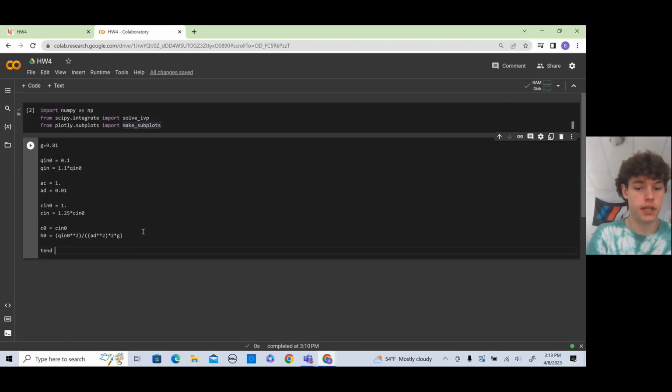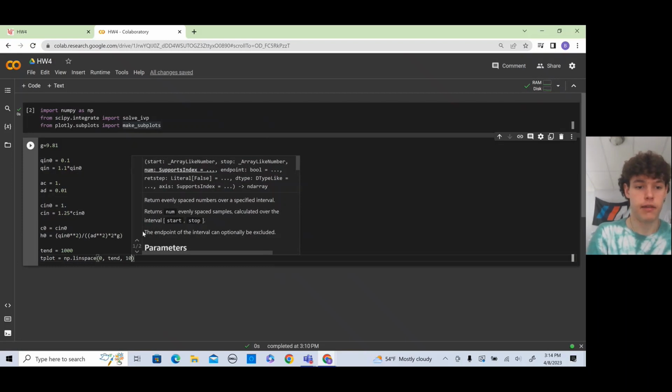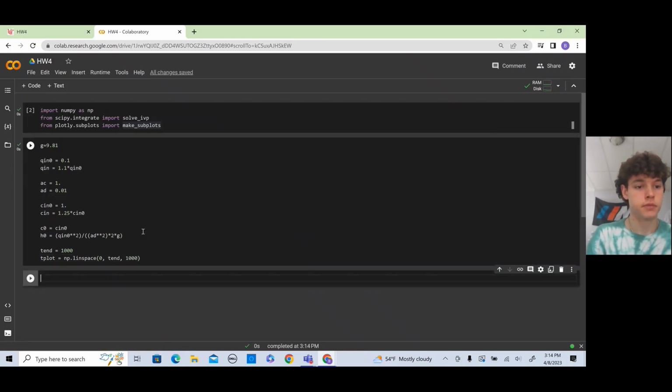The next thing we'll do is set up how long we want our simulation to run. So we'll go 1,000 seconds, and for plotting this out, we'll do these as equally spaced points. So that'd be lin space, and that will be from 0 to our t end, and we'll have 1,000 different points. So that's all good.